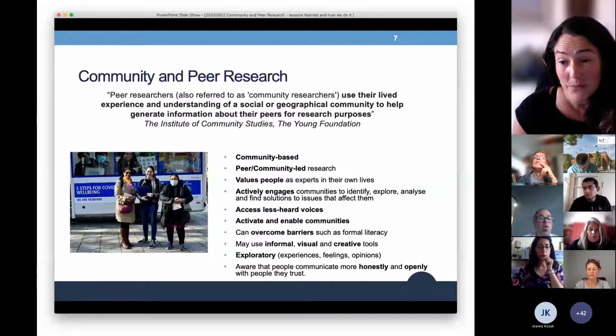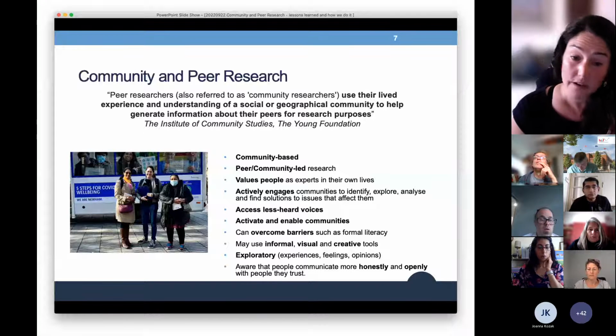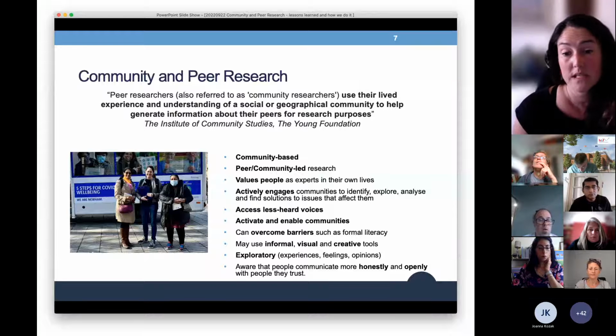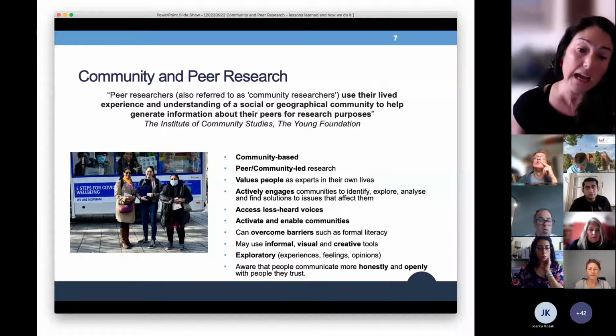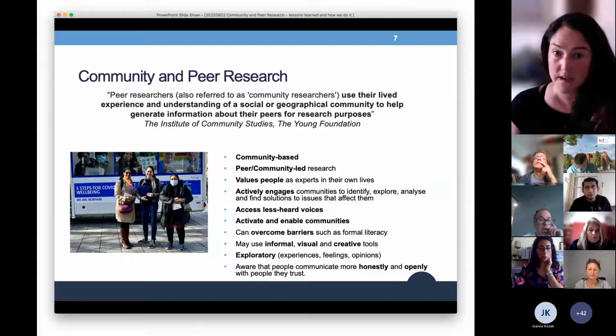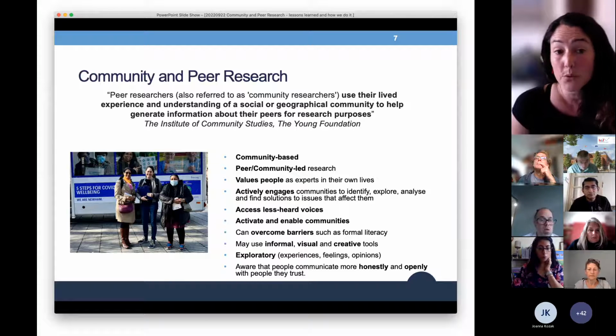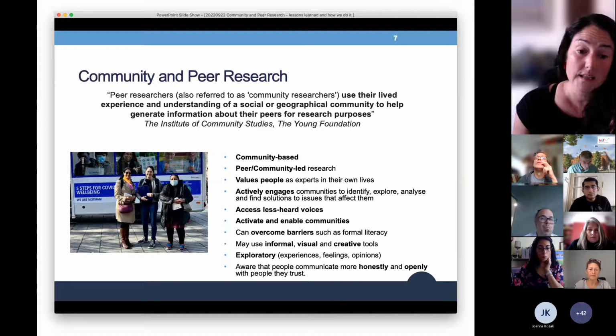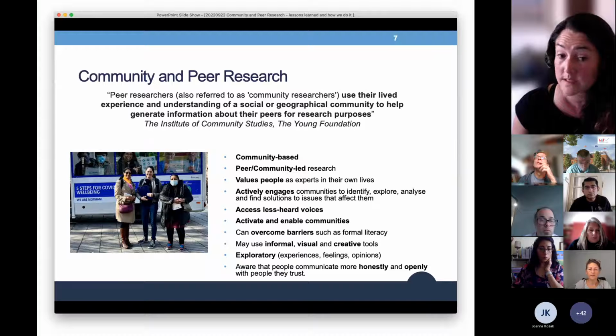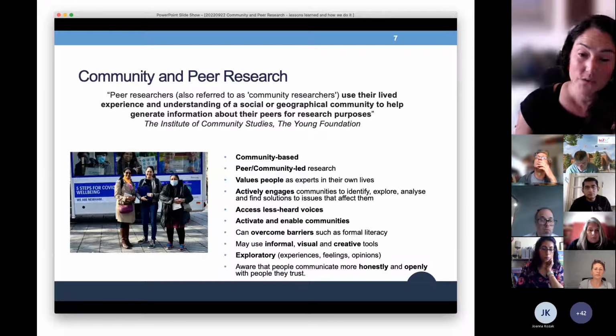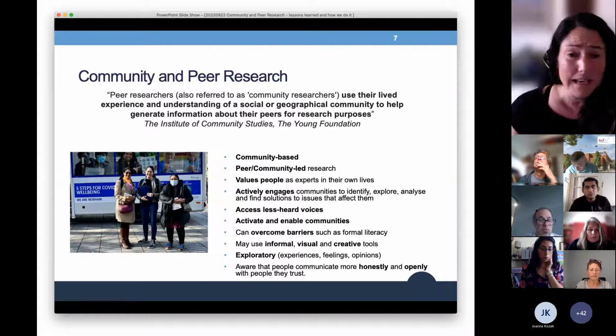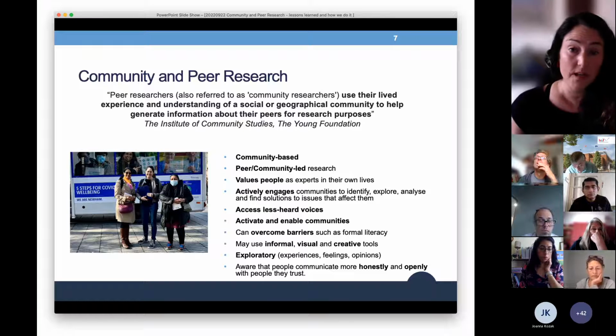The important thing is we value people. We're valuing people as experts within their own lives, and we are actively engaging communities so that they can identify, explore and analyse and find solutions to the issues that affect them. What's really important and really effective about community research is we can often access some of the less heard voices. We can use it as a way to also activate and enable communities and their involvement. Communities that might already be really active and want to be involved, but maybe not always heard, especially by local authorities, public health, NHS. But we can access those voices, we can enable them to be heard.